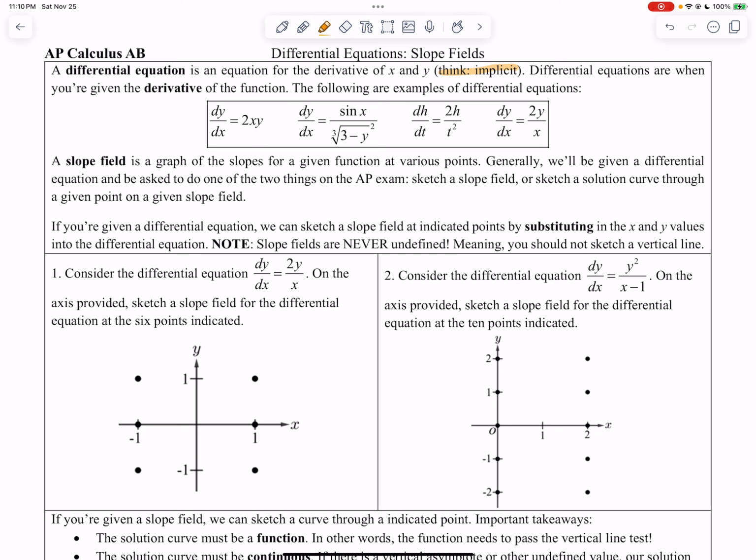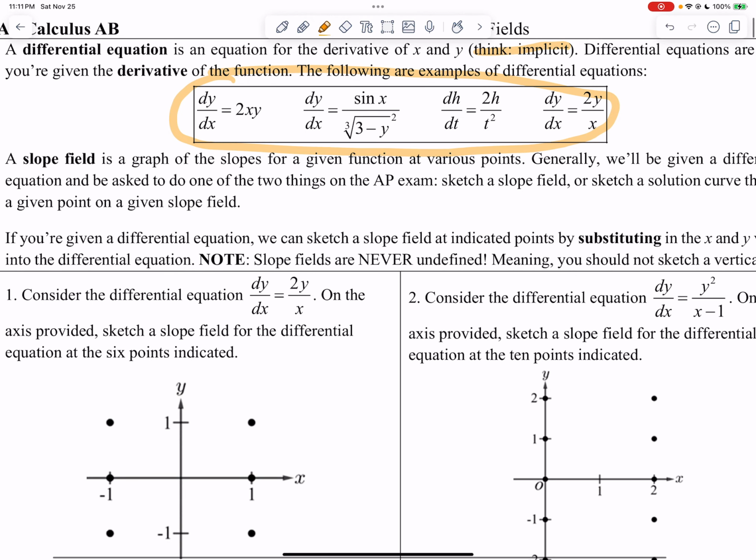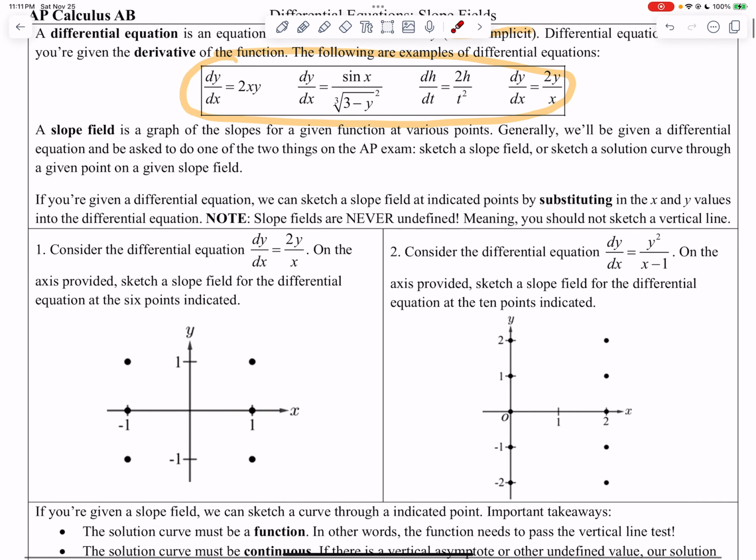Differential equations are when you're given the derivative of the function. So these are going to be your differential equations right here. Notice how here they are in terms of x's and y's. So thinking about implicit functions. A slope field is a graph of the slopes for the given function at various points. So looking at number 1 right here, you have 6 various points, and what we're going to do is just plot the slopes for them. Now remember that the derivative stands for slope. So essentially we are going to plug and chug whatever coordinate they give us into the derivative, and that's going to give us a slope.